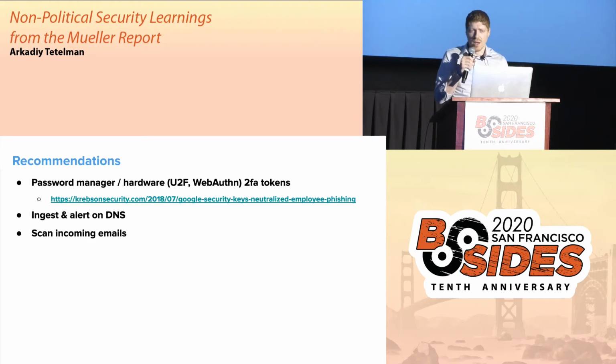Scan incoming emails, lots of open source tools to do this, lots of vendors that do this. Airbnb open sourced a tool called Email Alert. It'll just scan every incoming email and run Yara rules against it. So that's pretty easy.